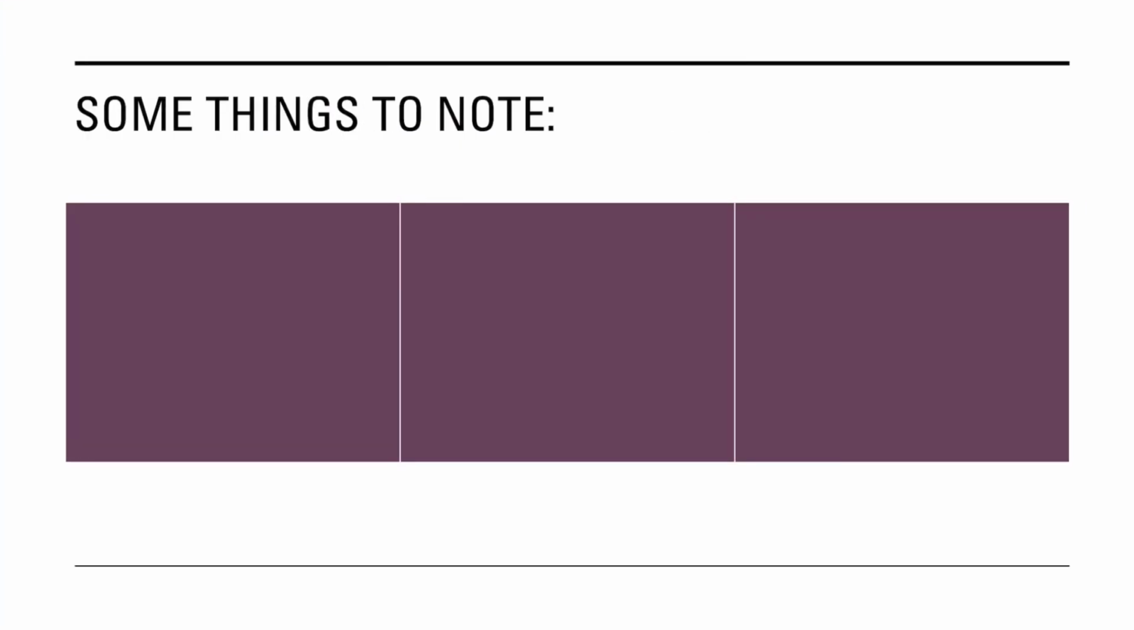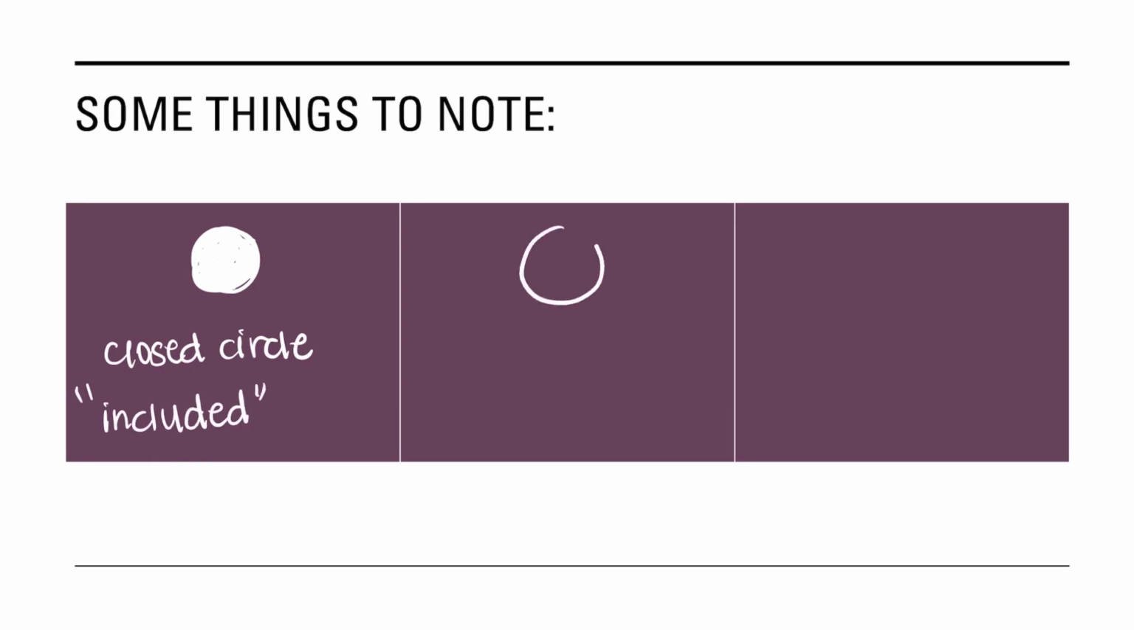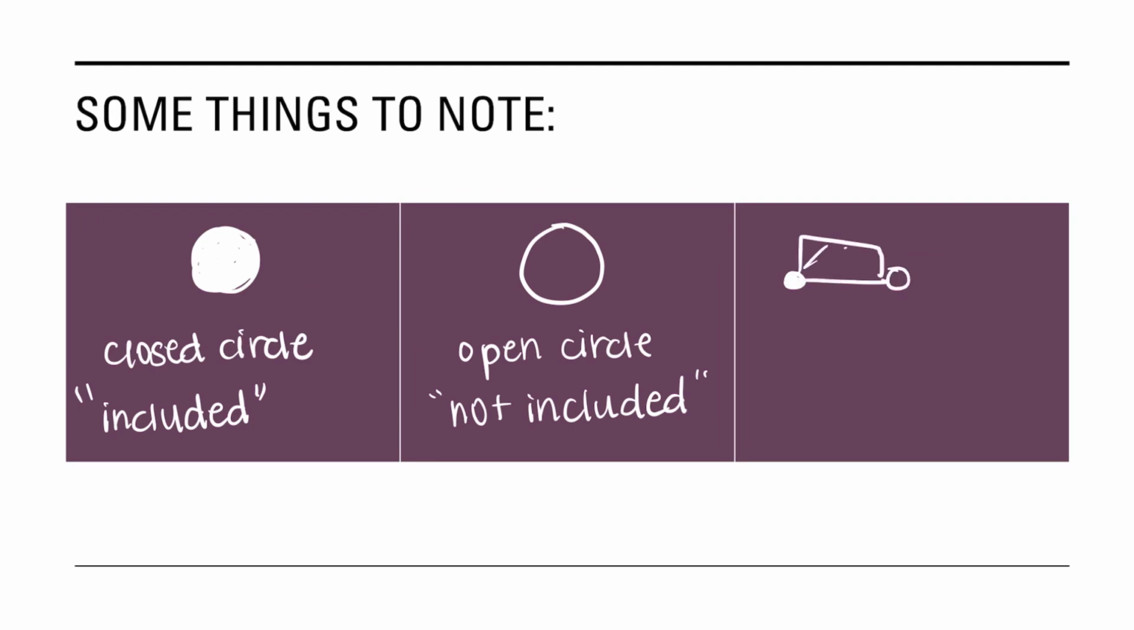So some things to note, like I said. A closed circle means included, whereas an open circle means not included. And then I can either have a box on top, or you can just bold it like I said before. It shows possible values.